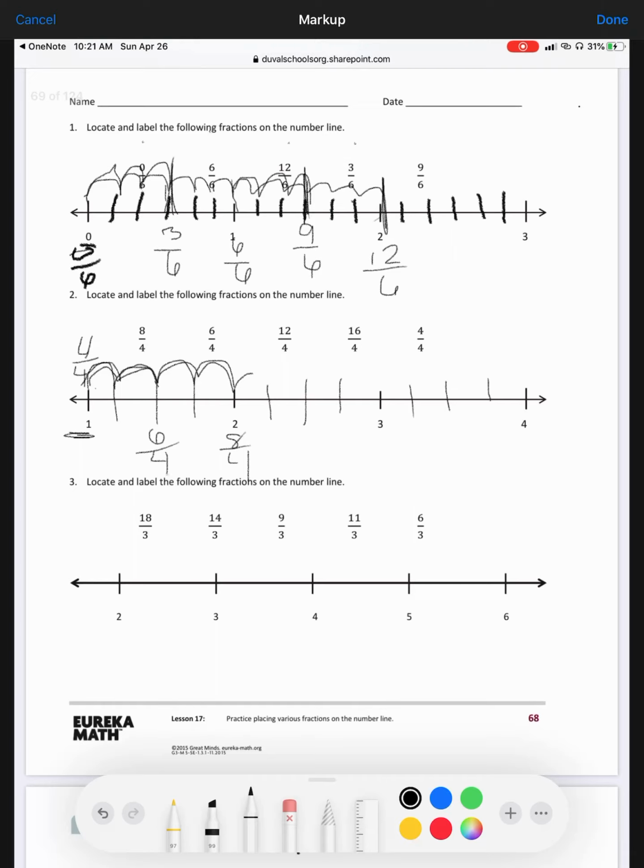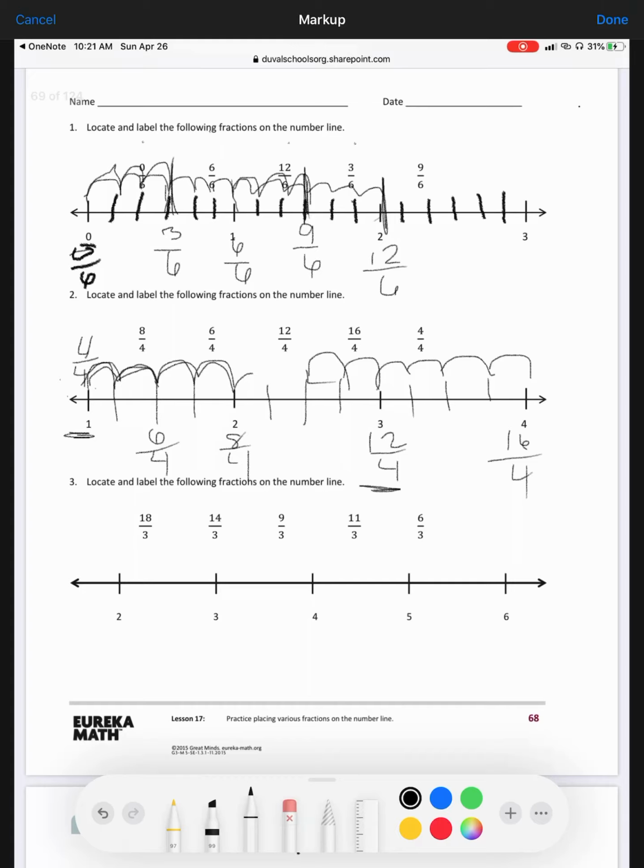12/4. So I'm going to start again at 4/4, 5/4, 6/4, 7/4, 8/4, 9/4, 10/4, 11/4, 12/4. 16/4. Well, if I'm at 12/4 here, 13, 14, 15, 16, I'll be at 16/4 here. And then the last one is 4/4, which is where we started. You need to pay attention. If it doesn't start at 0, if it starts at 1, then we're starting at 4/4.